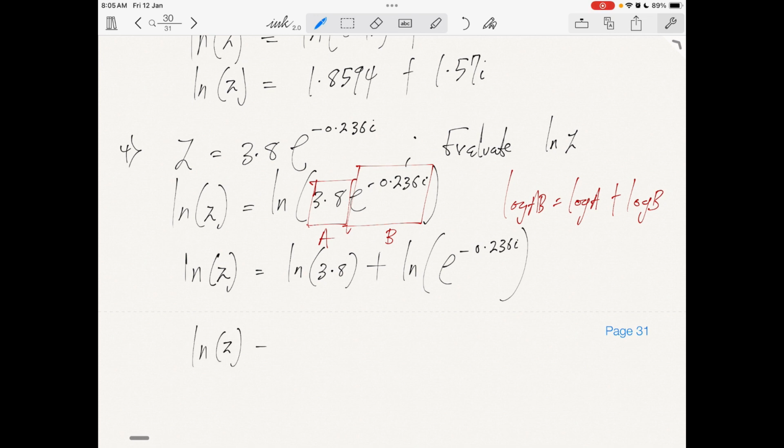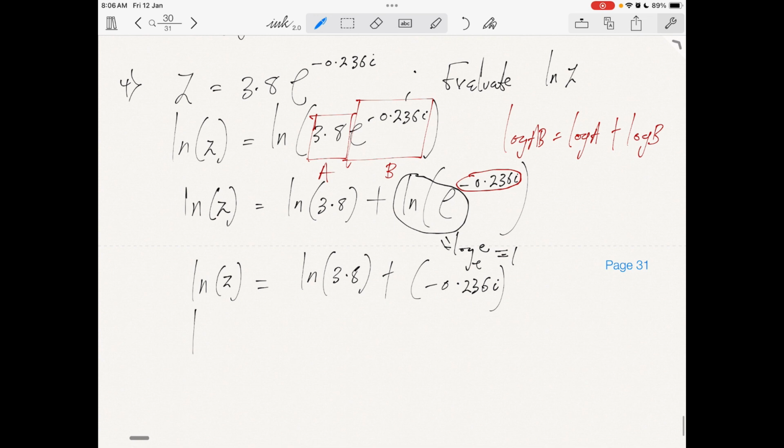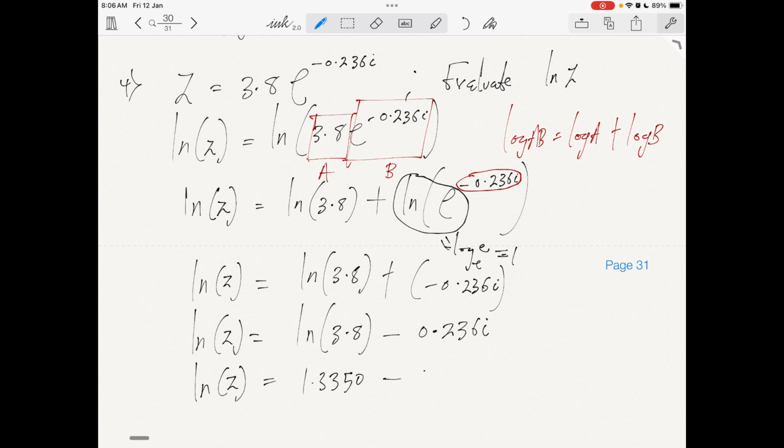Now, ln z is equal to ln 3.8 plus this ln e, which is equivalent to log e to base e, which is equal to 1, and thereafter we are left with minus 0.236i. So ln z is equal to ln 3.8 minus 0.236i. So ln z is equal to 1.3350 minus 0.236i.